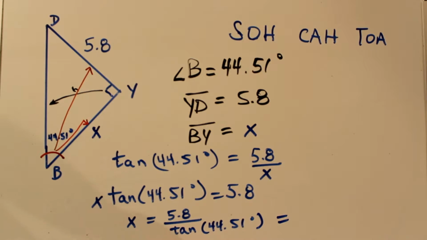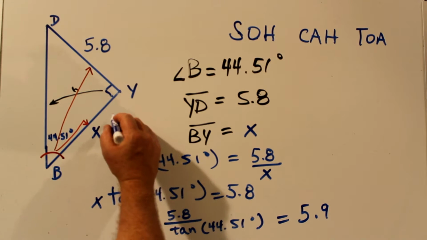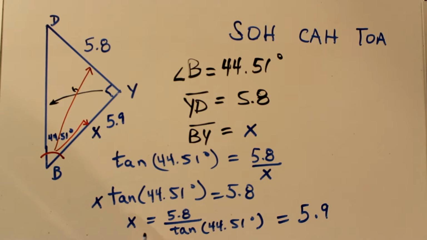And now it's just a matter of typing this in on a calculator. 5.8 divided by tangent 44.51 degrees is 5.9001. So that'll round to 5.9 to one decimal place. So the length of side X is 5.9, and we use the tangent to find it.